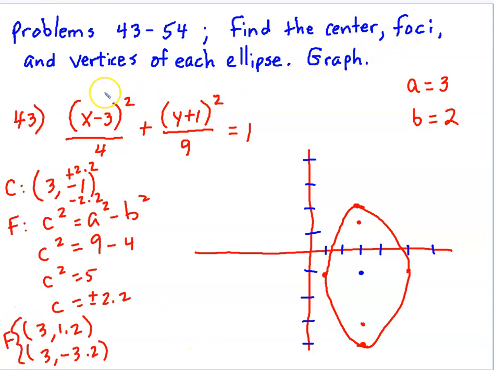So we found those, now the vertices. Here we're going to start at, again, everything starts at the center, so 3, negative 1. So to get to this top vertex, we added 3.